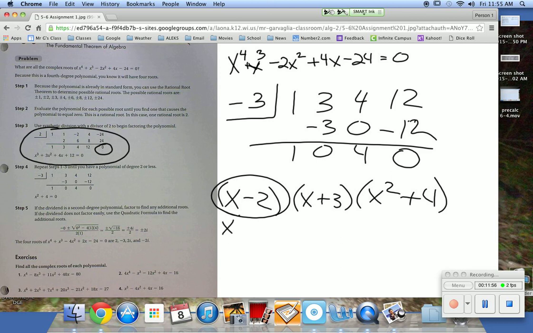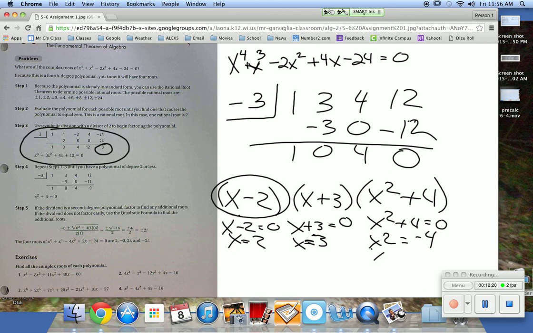We got x minus 2 equals 0, x equals 2. x plus 3 equals 0, x equals negative 3. Then we can take x squared plus 4 and set it equal to 0. x squared equals negative 4. x equals plus or minus 2i. When I take the square root of a negative 4, there's an i coming out, right? And the square root of 4 is 2, so I got plus or minus 2i.